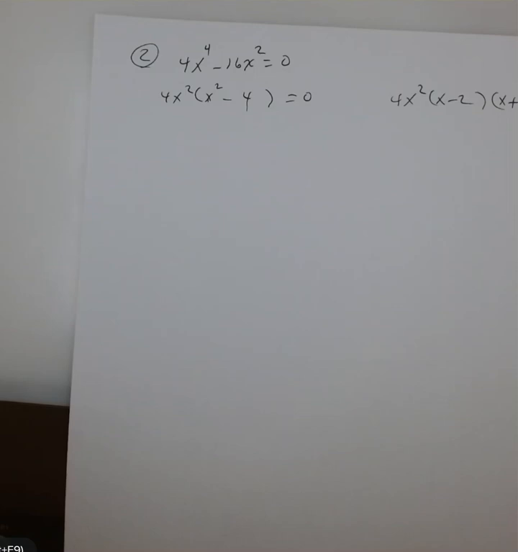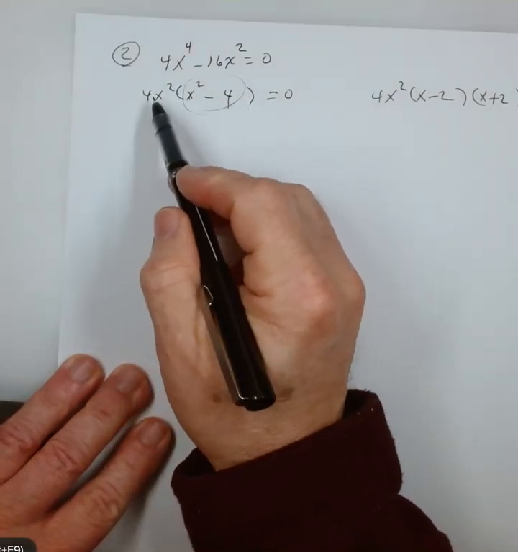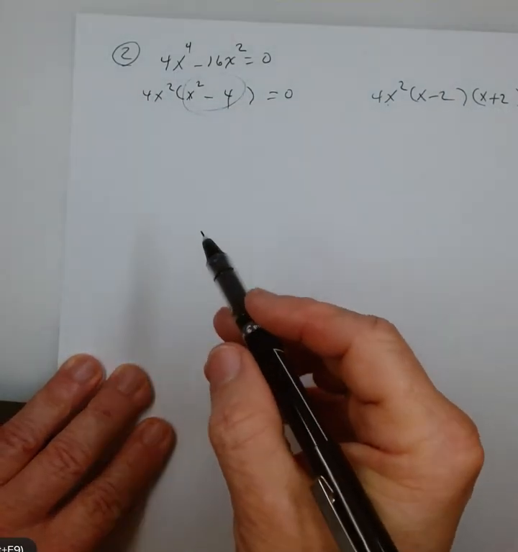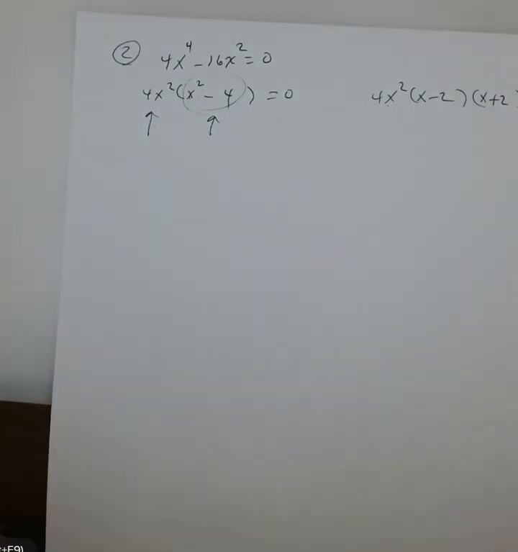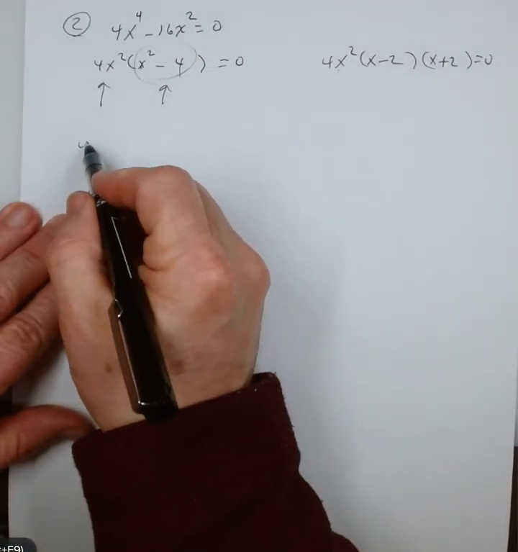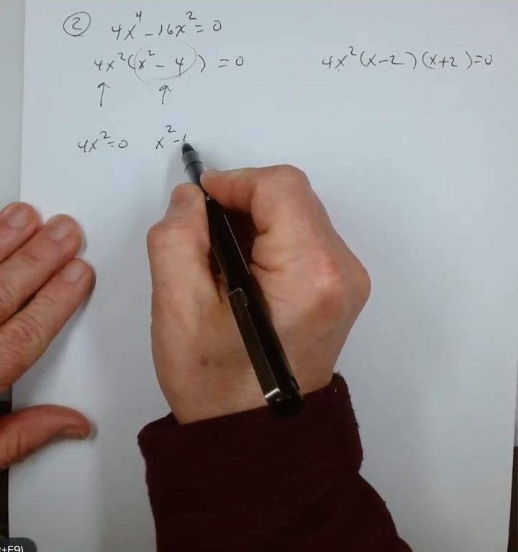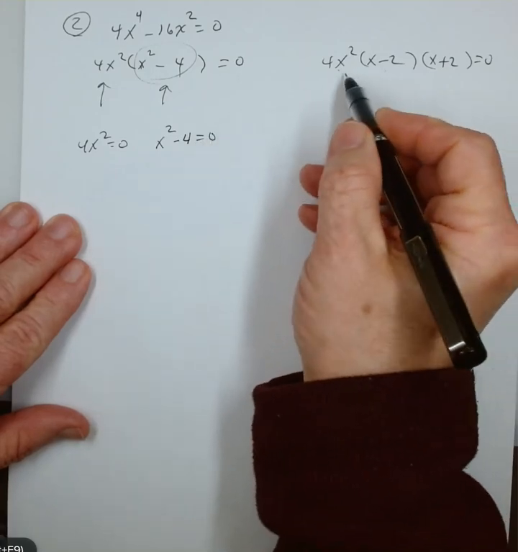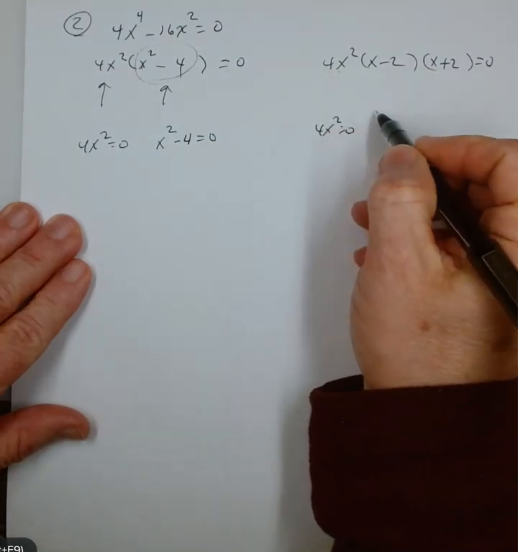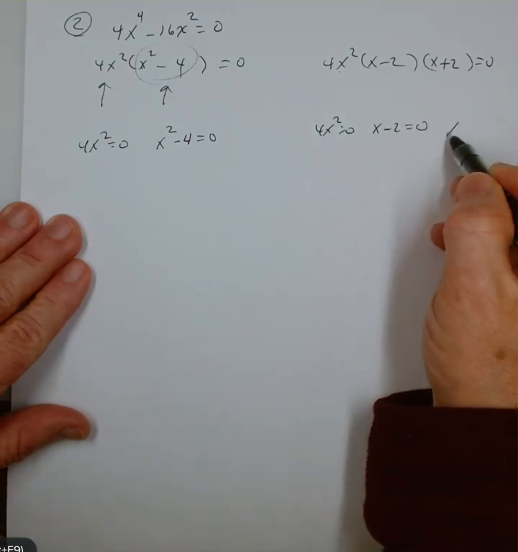It's called the zero factor property. The zero factor property says that if I have two or more factors whose product is zero, like I have here, then one of those has to be what? Zero. So I set each one equal to zero. So regardless of which approach you took here you say 4x squared equals 0. And what's the other? X squared minus 4 equals 0. Here you would say 4x squared equals 0. What else? X minus 2 equals 0, and then x plus 2 equals 0.